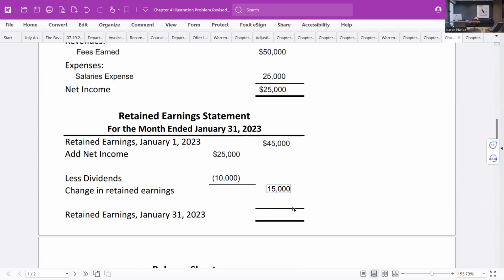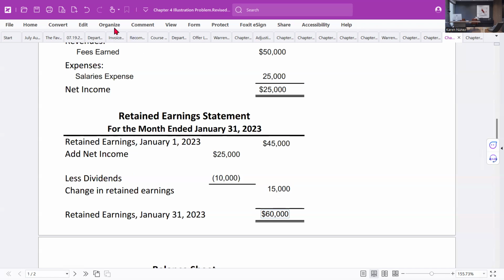That's our retained earnings. That's the change in retained earnings. So 45,000 plus an increase of 15,000 means that we're ending the period with a retained earnings balance of $60,000. That's our retained earnings at the end of the period. So that's what we're going to need on our balance sheet.